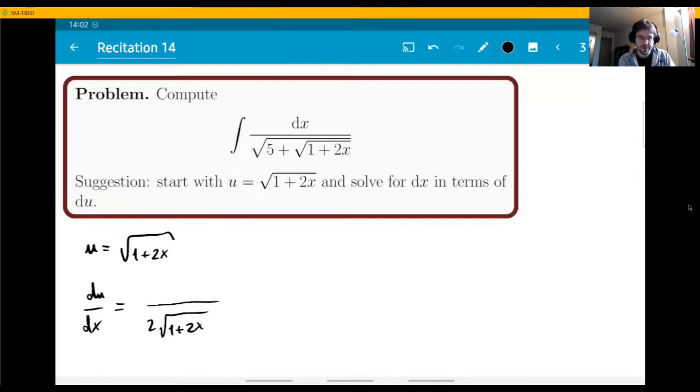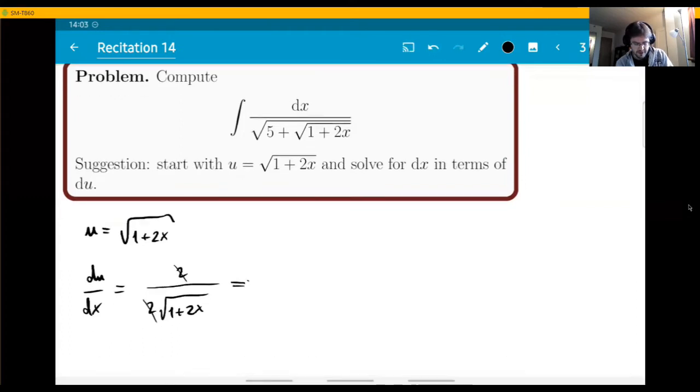But to differentiate this, remember you need the chain rule. There is a 2x inside, which is going to produce a 2 outside. And these 2's are going to cancel each other. So we are going to write du equals, what is that? dx over the square root of 1 plus 2x. Okay. Now, obviously, we see a square root of 1 plus 2x right here.